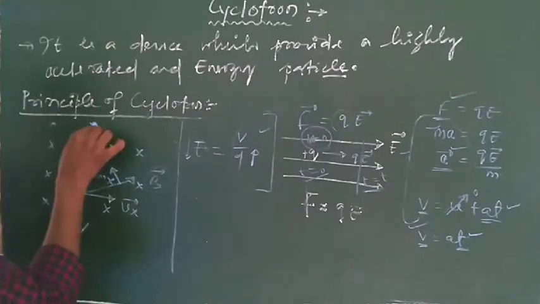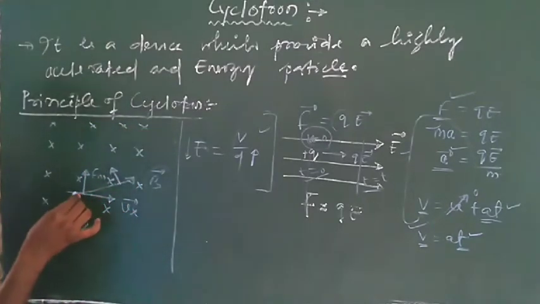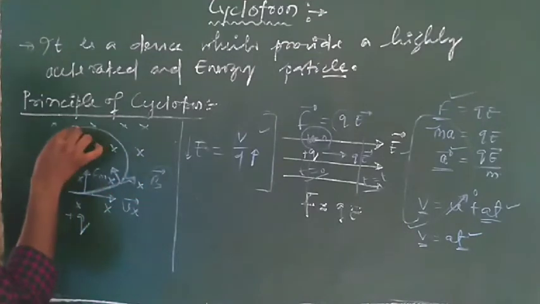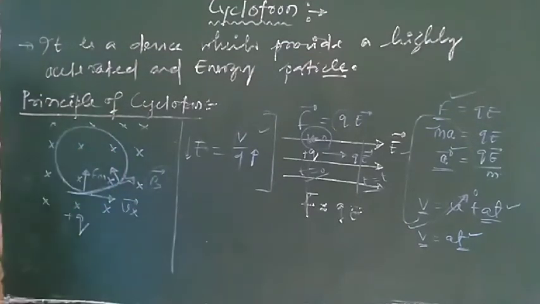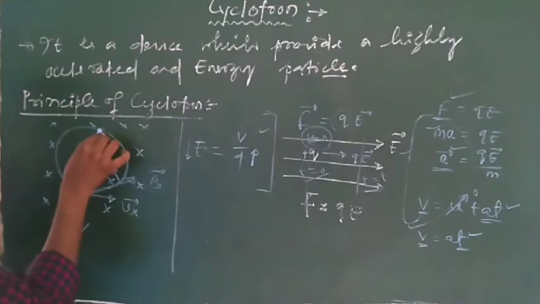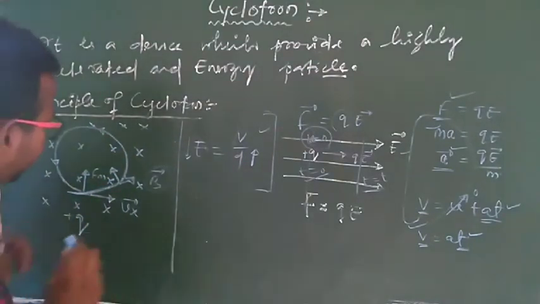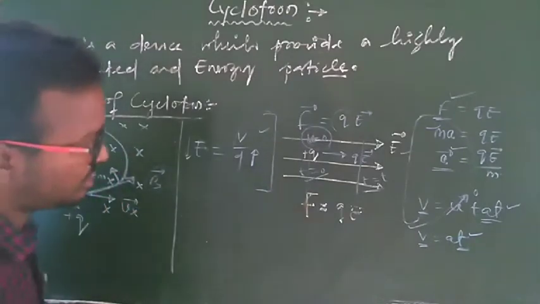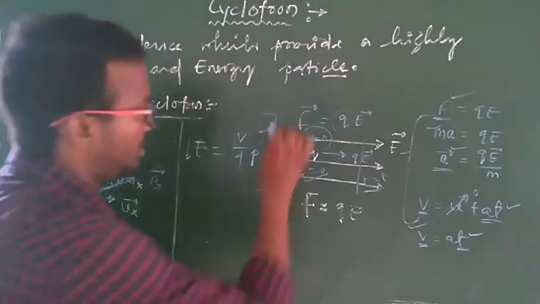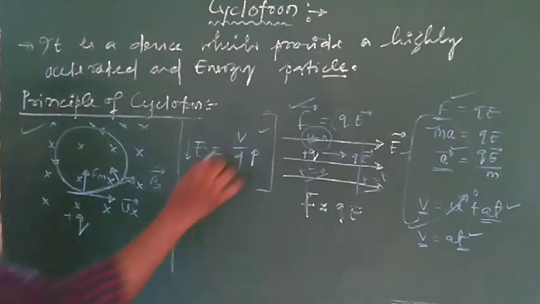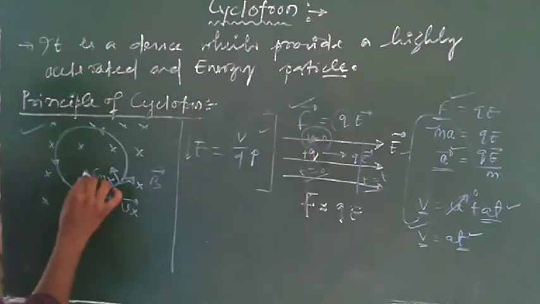So finally, the path of a charged particle moving perpendicular to a uniform magnetic field is a circular path. Clear? So these are two important concepts we use here: the concept of electric field and the concept of magnetic field.